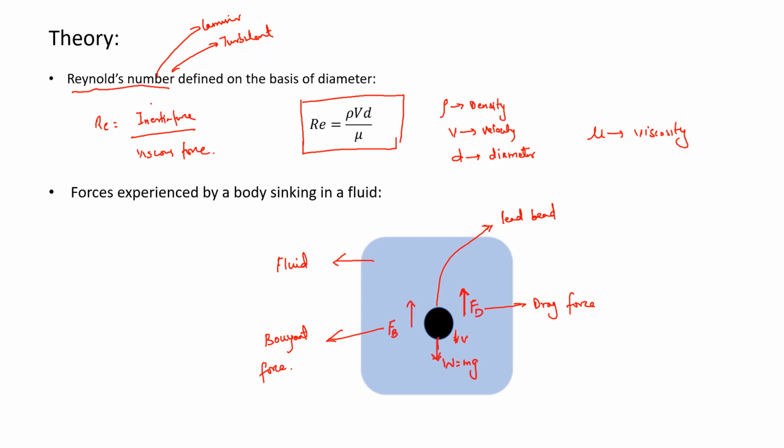And so when you take the ratio of these two terms, you get an expression like this, where rho is the density, v is the velocity, d is the diameter, and mu is the coefficient of viscosity, or just the viscosity of the fluid. Also, let's look at the forces that the body experiences when it is sinking in a fluid. Here I've made this diagram where this black dot represents a spherical ball which is sinking in this fluid.